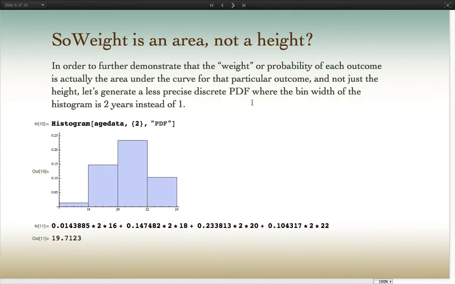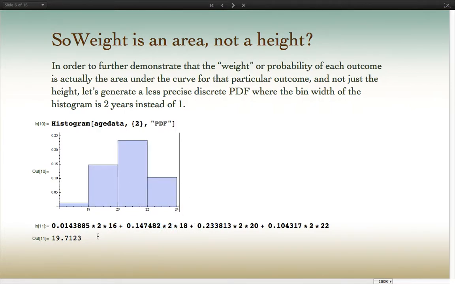And in this case, we would do the same process to figure out what the expectation value is. And that is, we multiply the area, which is the weight of each outcome, by the value. So for this one, we have the value 16. So this is from 16 to 18, right? So the lower limit is 16, and we multiply that by the area of this particular bar, which is bin width 2 times 0.0143885. And we just do that for each one. So you multiply our bin width of 2 times the height.